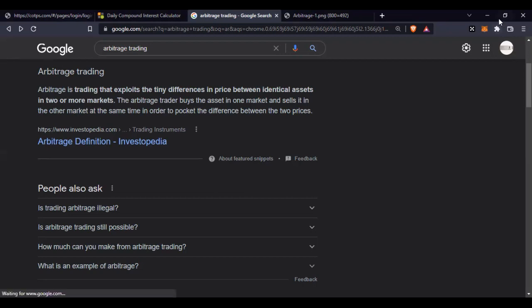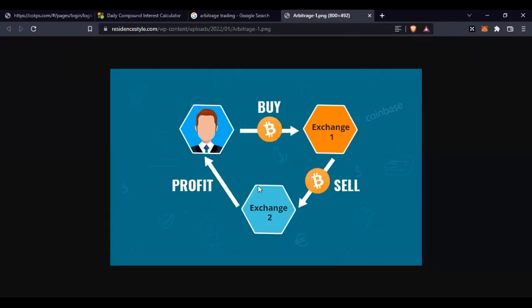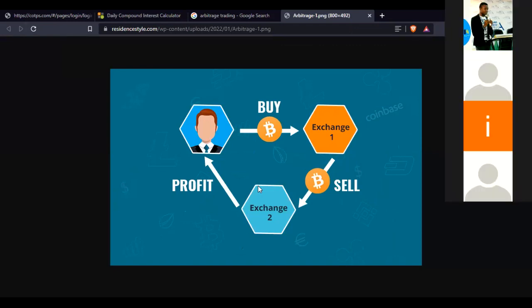A lot of you have asked about this kind of trading on the platform here, and I said it actually involves a lot of money. If you want to go into arbitrage trading manually, it involves a lot of money. But today I'm going to introduce you to a platform that enables you to automate all of this type of trading.